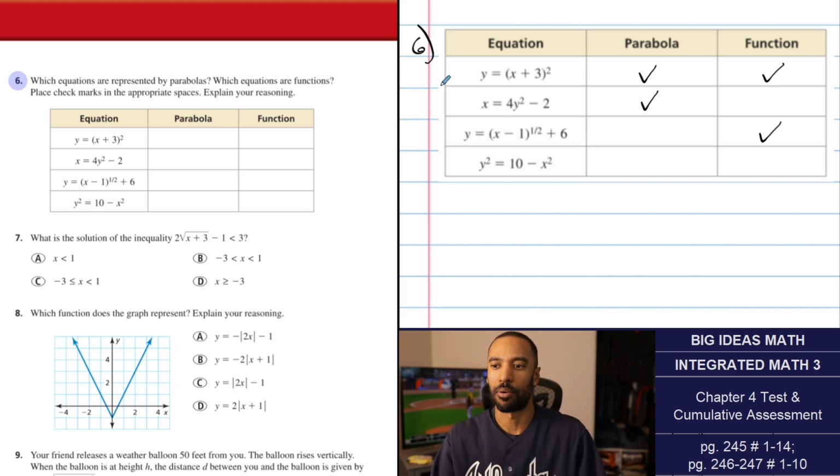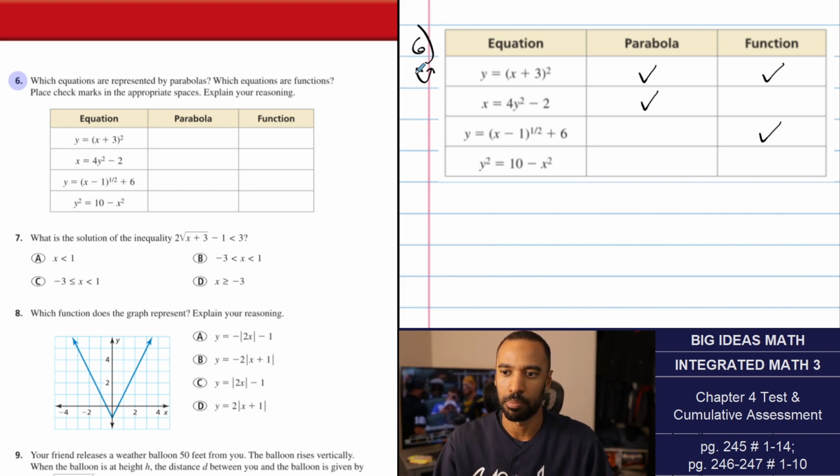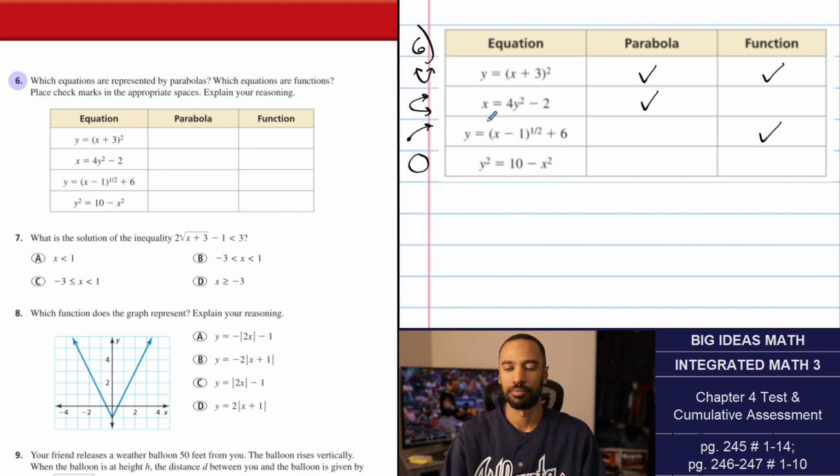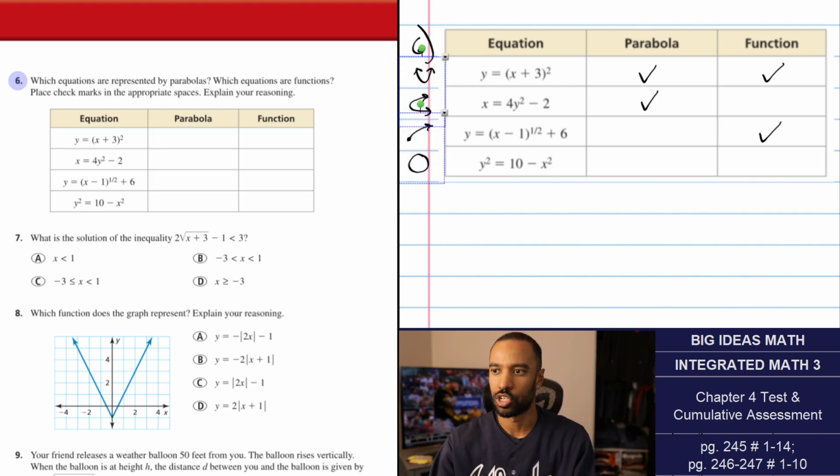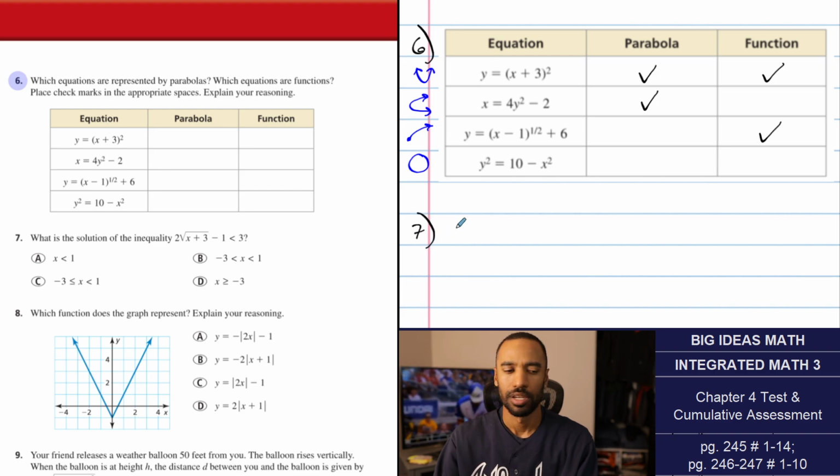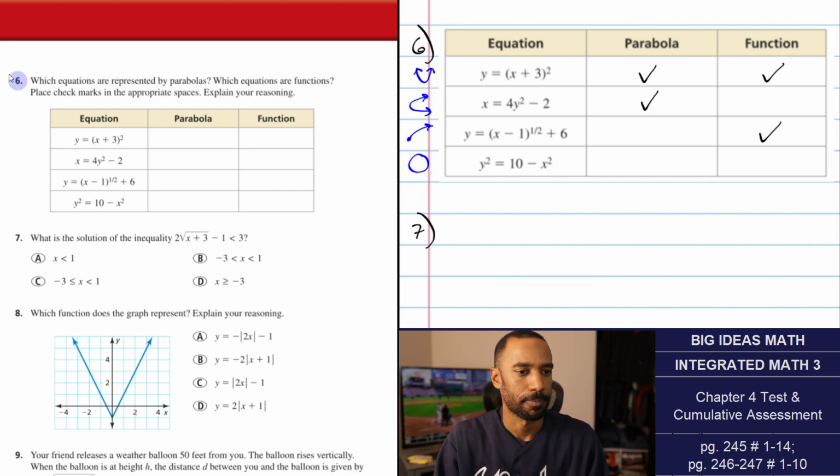Okay. So if I were to give some explanation, this is the appearance of this graph. This is the appearance of this graph. This is the appearance of this graph. And this is the appearance of this graph. Those are my little bits to explain how we can determine what's functions, what's not functions, things like that. Number 7.